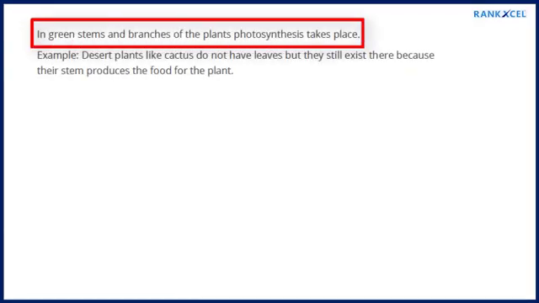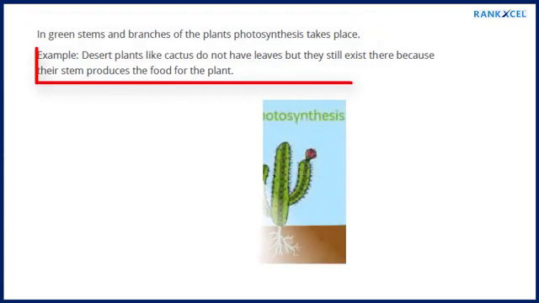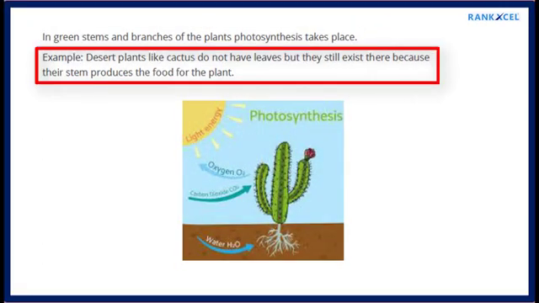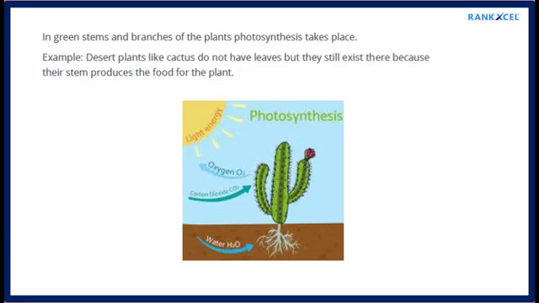In green stems and branches of the plants, photosynthesis takes place. Example: desert plants like cactus do not have leaves, but they still exist there because their stem produces the food for the plant.